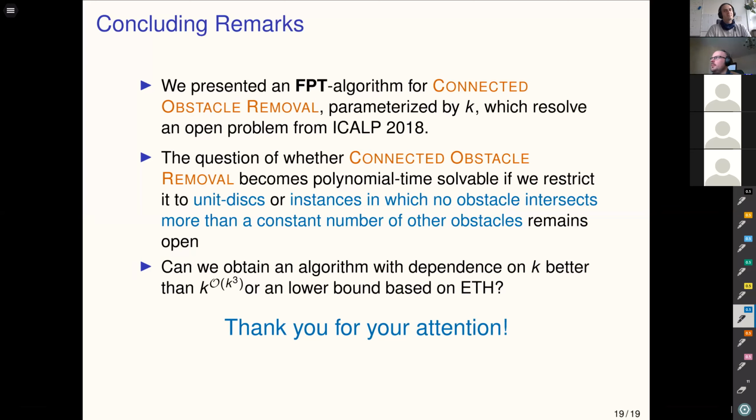Yeah, so I was just wondering, you were talking about the motivation by robots moving in some environment. Traditionally robots were moving in a 2D environment, but nowadays robots are moving in a 3D environment. Yeah, so it becomes much, much harder in 3D. Okay. Any other questions?